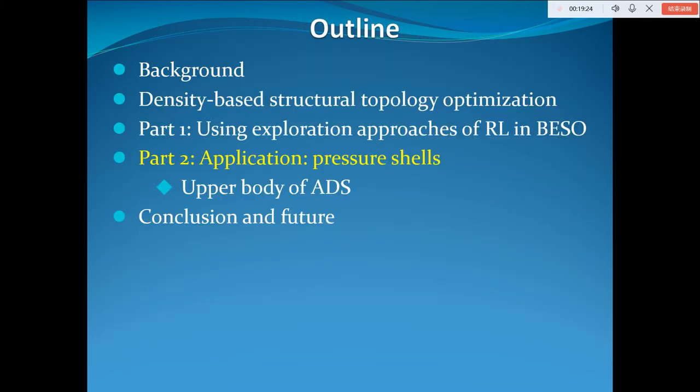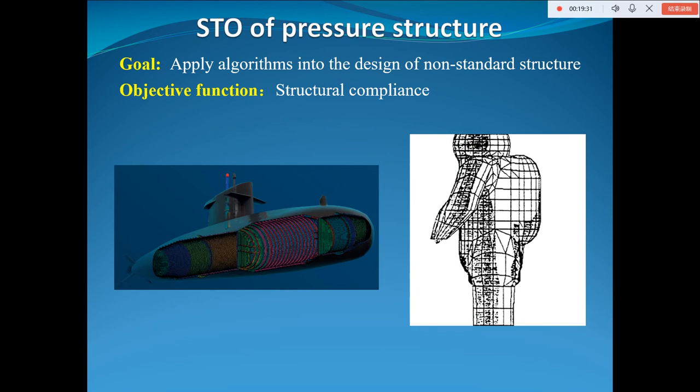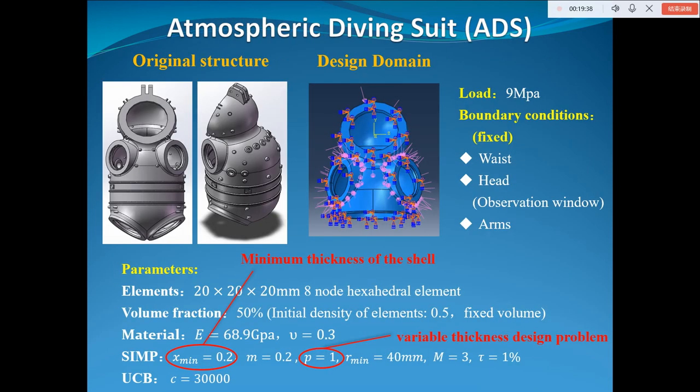The next part, we will apply our proposed algorithms to the non-standard pressure shells, which are practical in engineering. The objective function is still the structure compliance. Here is an atmospheric diving suit. We will use it as an example. We only optimize the upper body and neglect those minor structures like holes and locks for simplicity. The corresponding parameters are shown below.